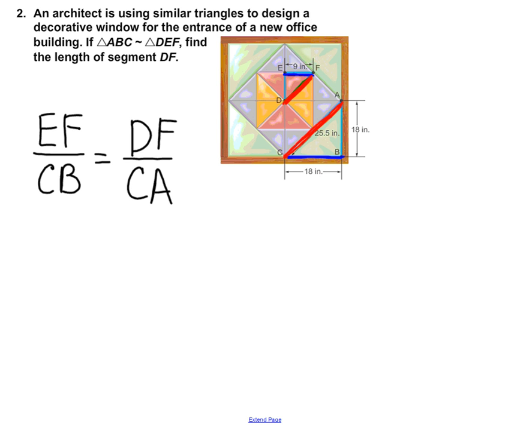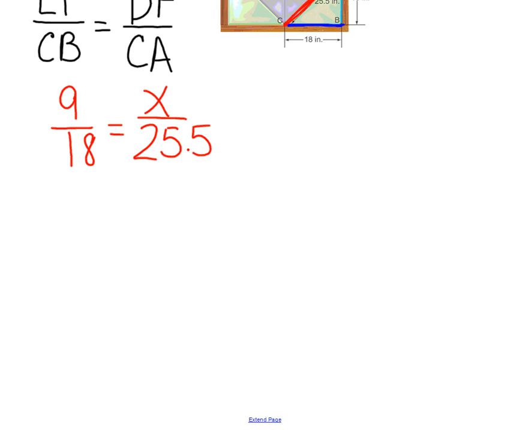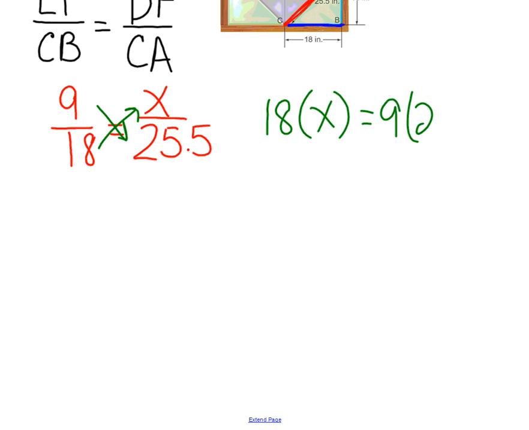So let me start filling in the numbers of this. So EF is 9 and CB is 18. DF is, I'm not sure, so I'm going to call it X, and I'm going to see that CA equals 25.5. Okay, so now I can do this by solving proportions, and I'm going to set up 18 times X, and then 9 times 25.5. All right, so 18 times X is 18X.